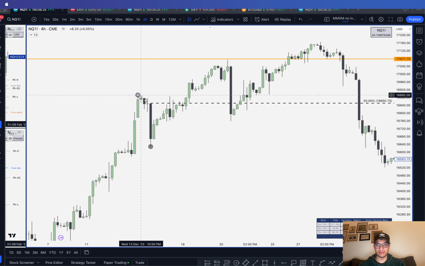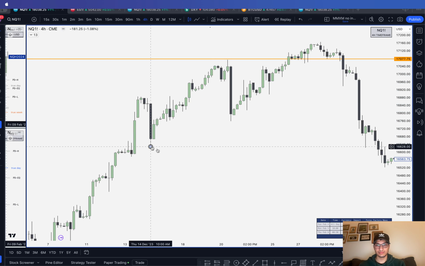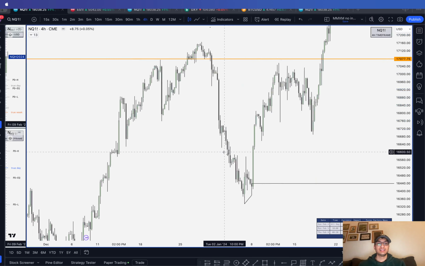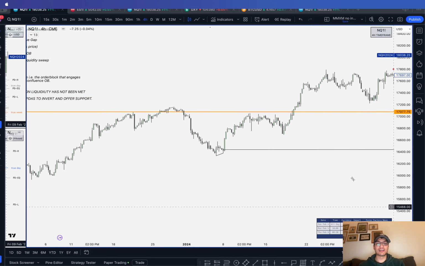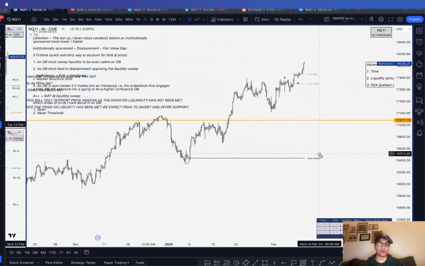Afeez, quick question. When we look for market structure shifts, do we want to see them above real lows and highs, or fake ones? Like fake lows or highs, or lows that haven't put in a new high? Everything is a real low or high. So here's a good example.